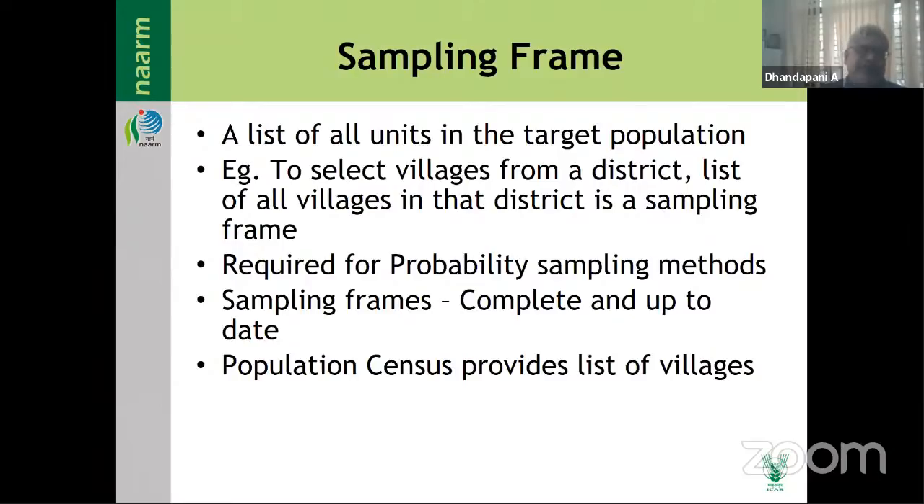So what we do is, if my target is households, we don't require a list of all households directly. We go in stages, so maybe district, village, and so on. If you are going to select villages, what you require is a list of all villages, which is usually available. For example, the census provides a list of all villages in one place.